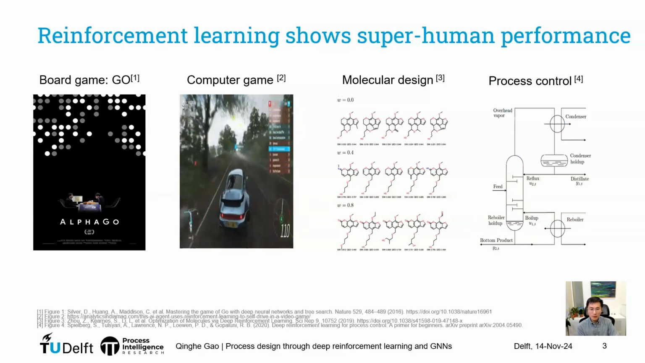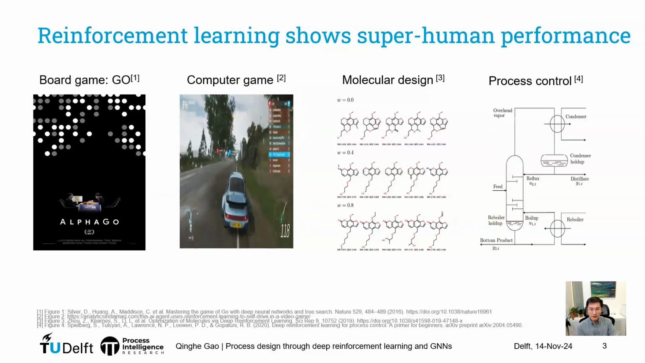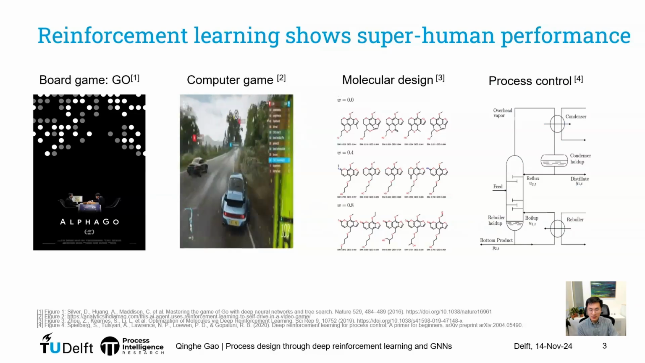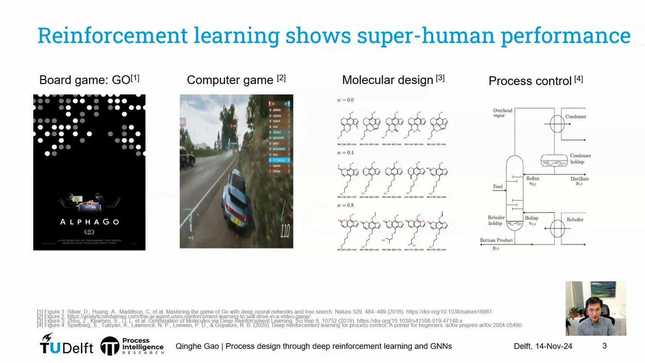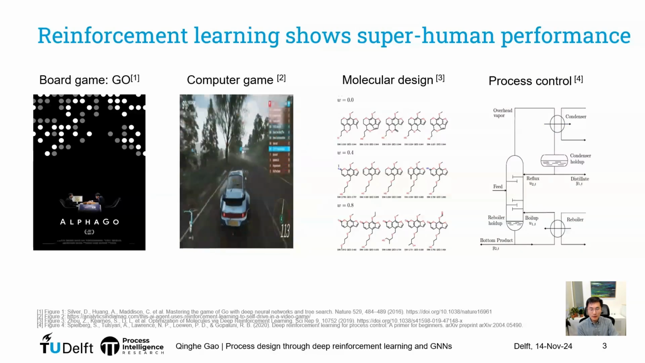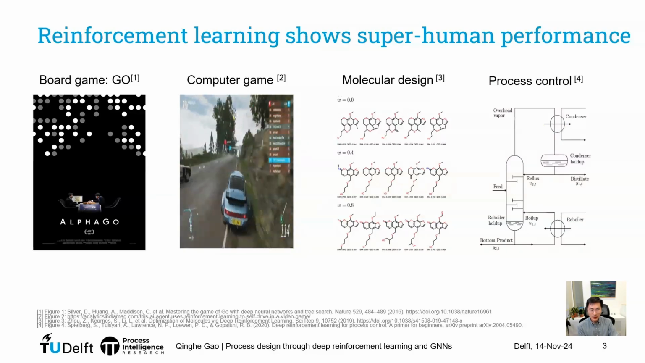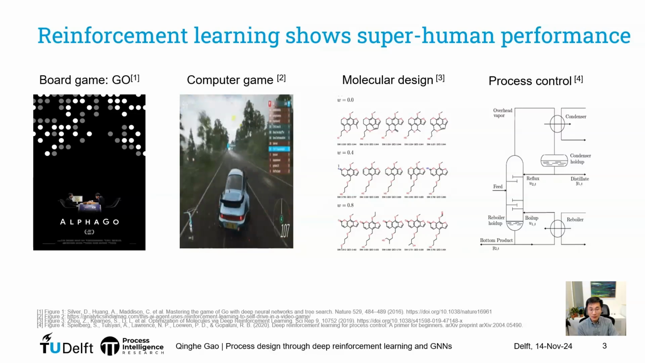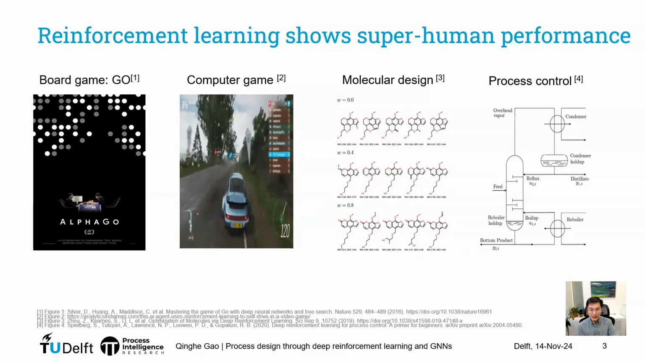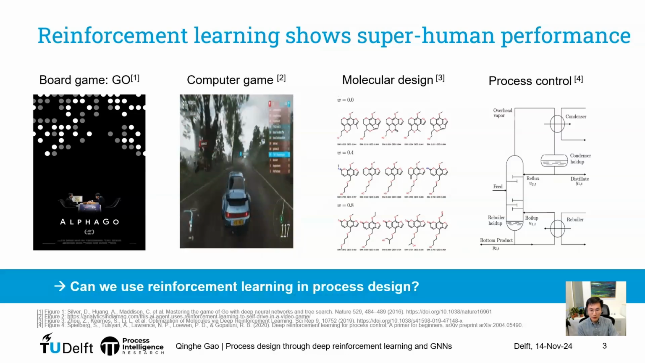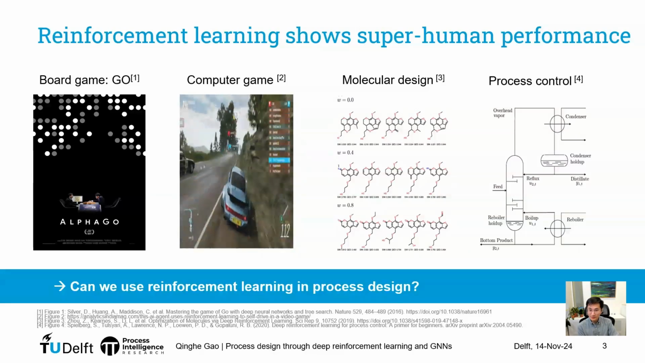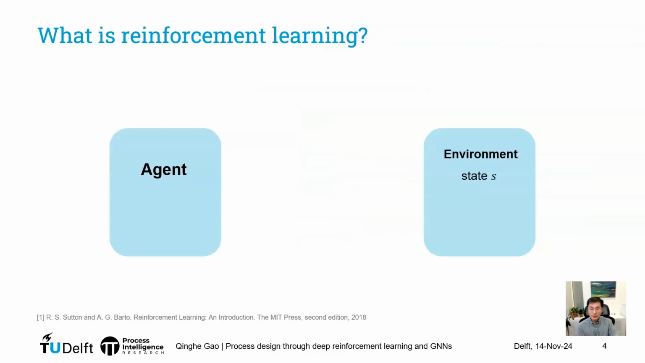If you take a close look, molecular design and process design have certain similarity, especially in terms of structure. Molecules consist of atoms connected by bonds. Similarly, a flowsheet consists of unit operations linked by streams. So can we use reinforcement learning in process design? To answer this question, we first need to know what reinforcement learning is.